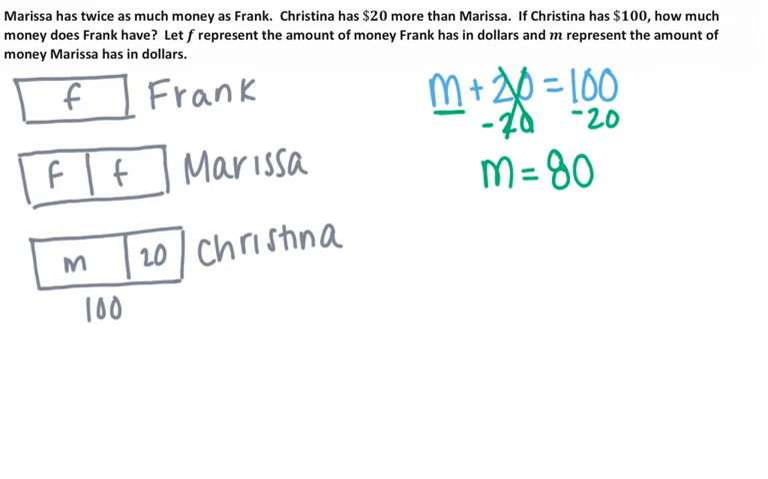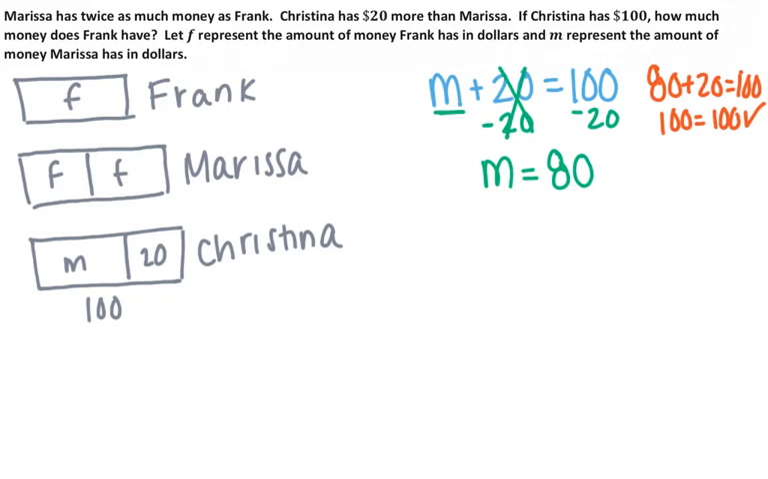Remember, if you're not sure if this is correct, we can go back in and check it. So we can have 80 plus 20 is equal to 100. So 100 is equal to 100. So our answer is correct. So M is going to equal $80.